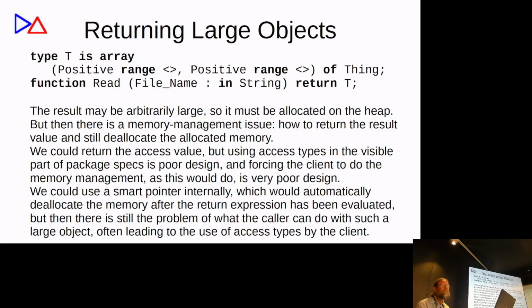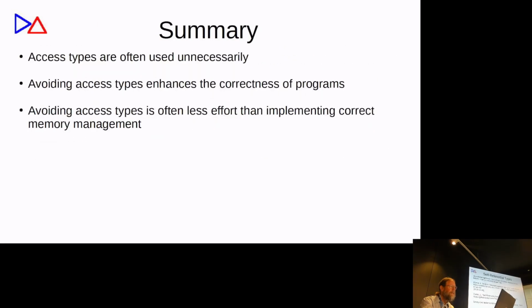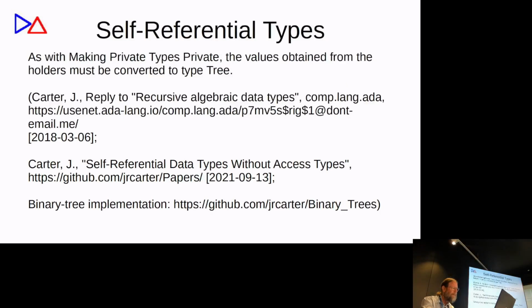Is there a paper where you have more details of what you presented? I have a draft, really. It's not ready for prime time, but the paper is called self-referential data types without access types, on GitHub. Oh, thank you. And if you look here, you can see that I've been beating this dead horse for at least 6 years.